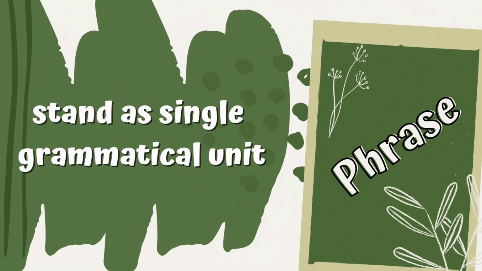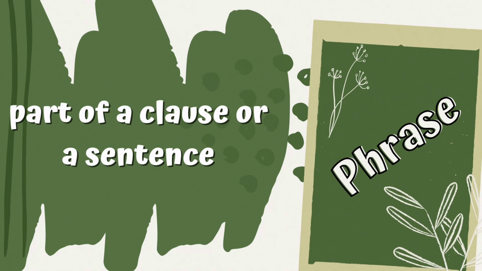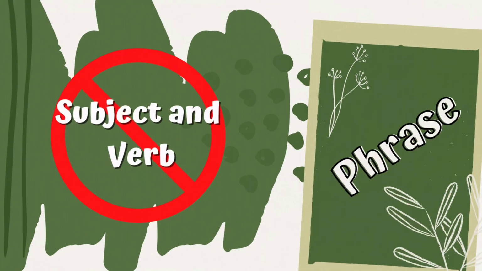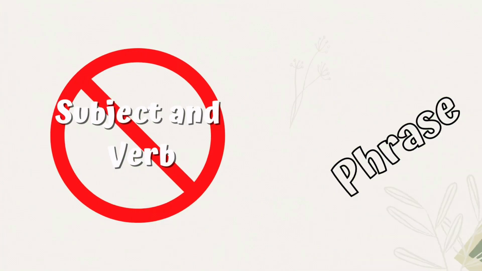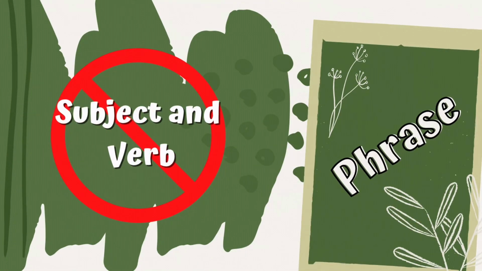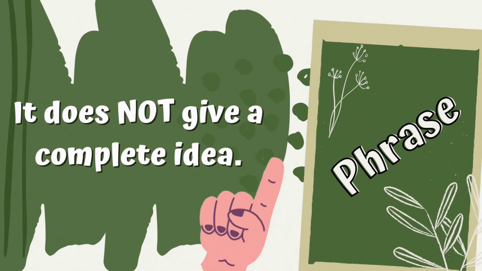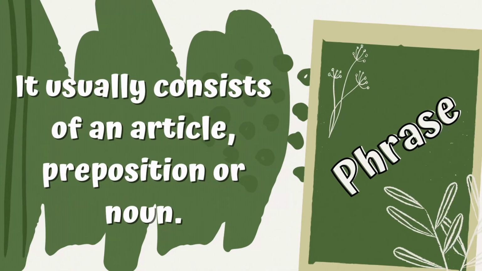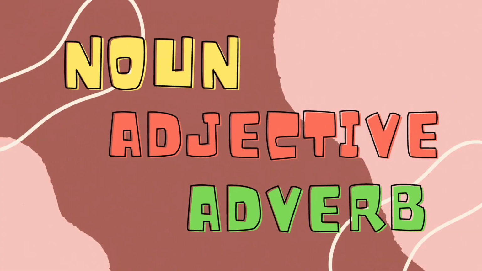A phrase is a group of words that stands together as a single grammatical unit. Typically, a phrase is a part of a clause or a sentence. A phrase cannot stand alone because it doesn't have a subject and a verb. A phrase does not give a complete idea. And it usually consists of an article, preposition, or a noun. A phrase acts as a noun, an adjective, or an adverb in a sentence.